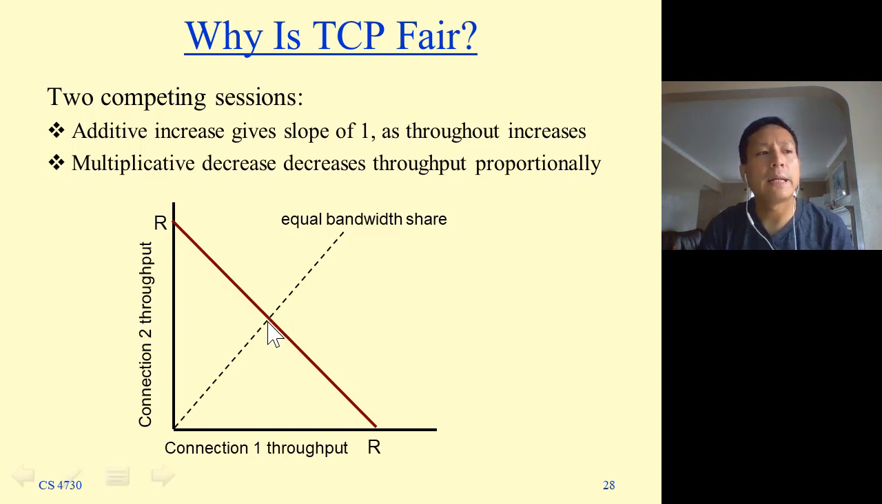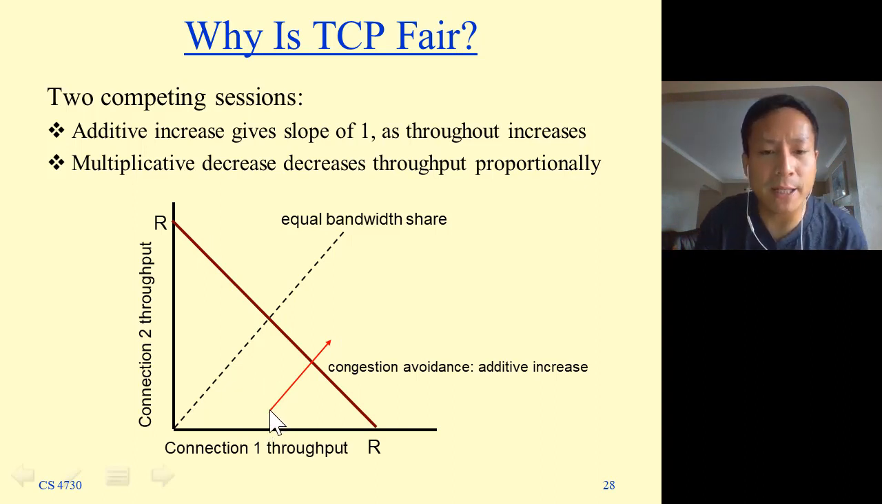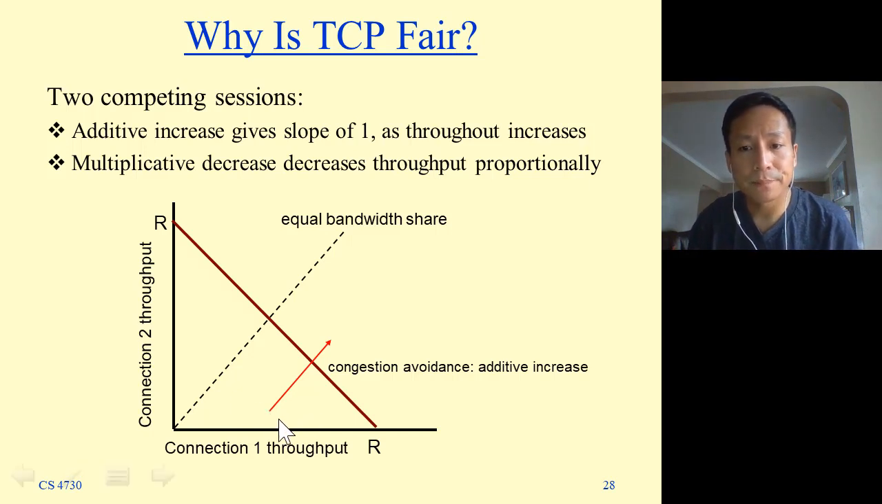In TCP, we only have additive increase and multiplicative decrease. So it needs to converge, no matter where you start. So let's pick a starting point. Actually, you can pick any place. So let's pick one point right here. At this point, the x-axis is connection 1's rate, and the y-axis is connection 2's rate.